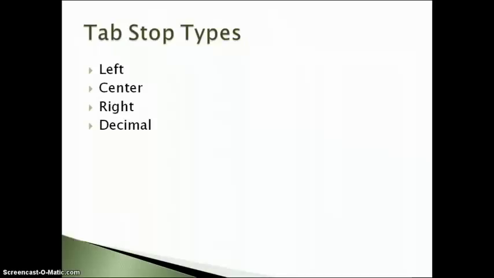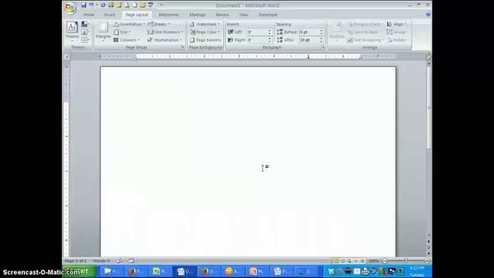There are four kinds of tab stops that we're going to work with in this lesson: the left, center, right, and decimal tab stops. So let's see what they look like. First, we need to know where we need to go in order to set tab stops: to find the ruler.